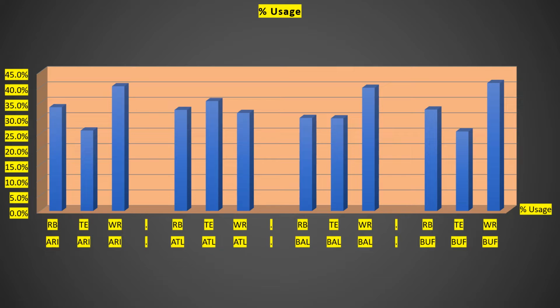Here's the actual graphs showing the team patterns. Okay, and we can see some of the issues. Here's the tight end. Here's the tight end. So notice, to me, Buffalo and Arizona look a lot alike, whereas Atlanta looks completely different. And Baltimore looks skewed to the passing only. Take a look at that.